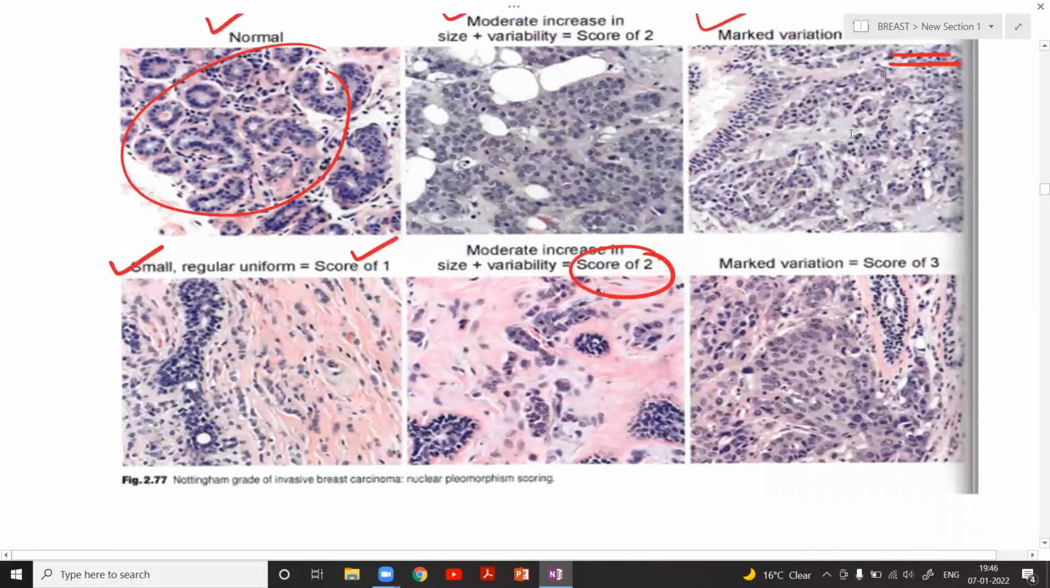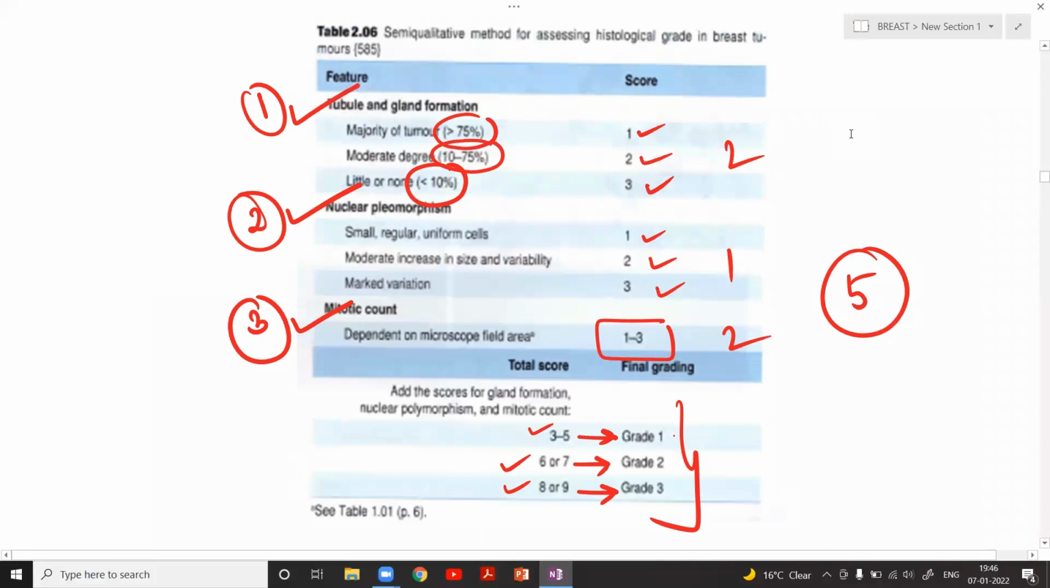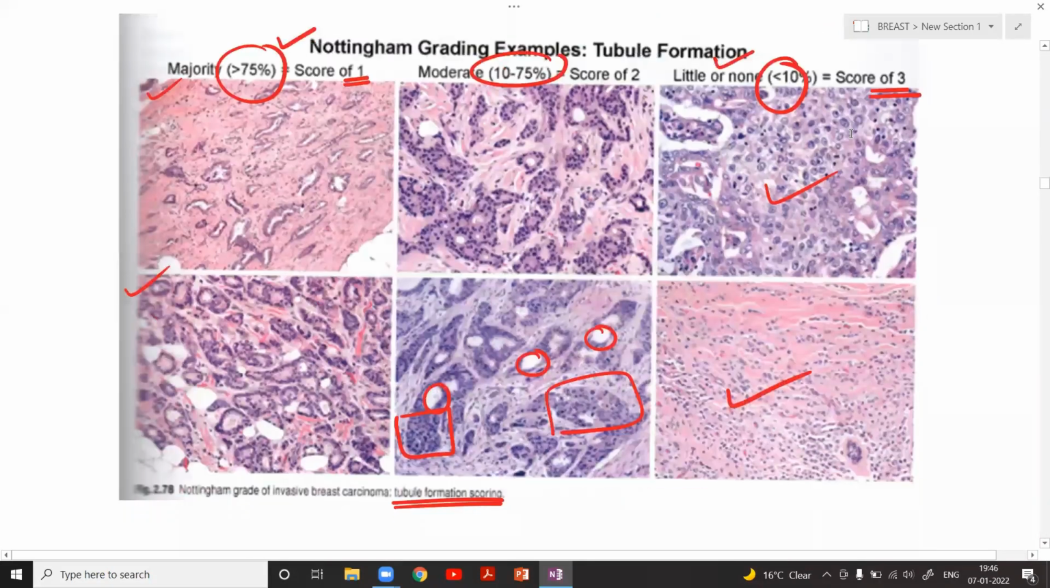Okay, so this is all about your Nottingham index of breast carcinoma. So is this very clear to everyone? Okay, histological grading of the breast cancer, no doubts.